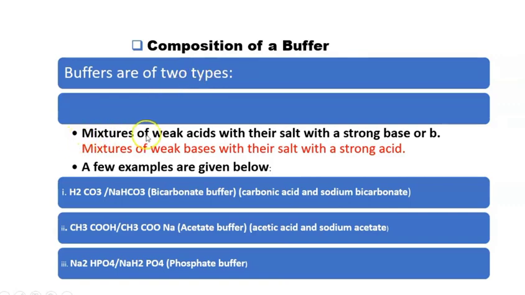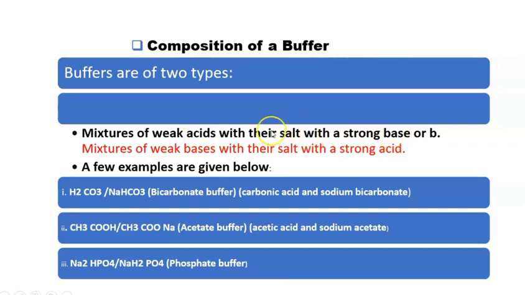Composition 1: a mixture of a weak acid with its salt and with a strong base. That is one composition of a buffer. In this composition, the buffer has a weak acid, and that weak acid will also have its salt, like acetic acid and the salt of acetic acid, acetate, the conjugate base.